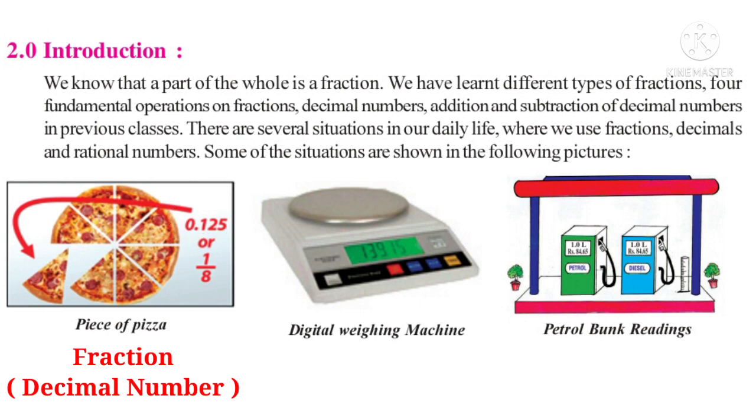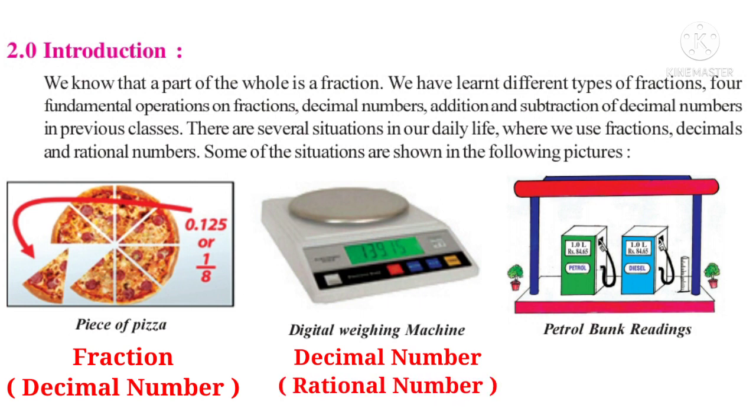Now see the second picture, a digital weighing machine reading. It is showing 139.15. It is a decimal number. That is also a terminating decimal number. So it is also an example of a rational number.